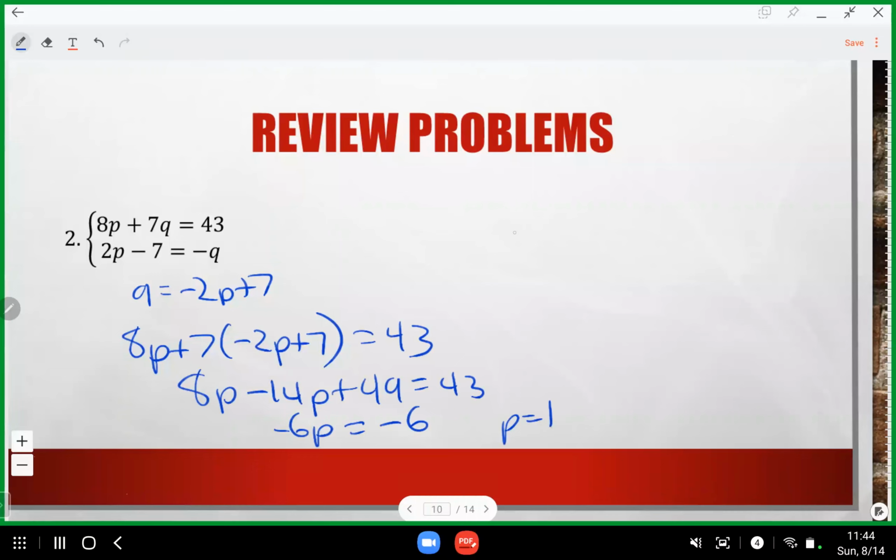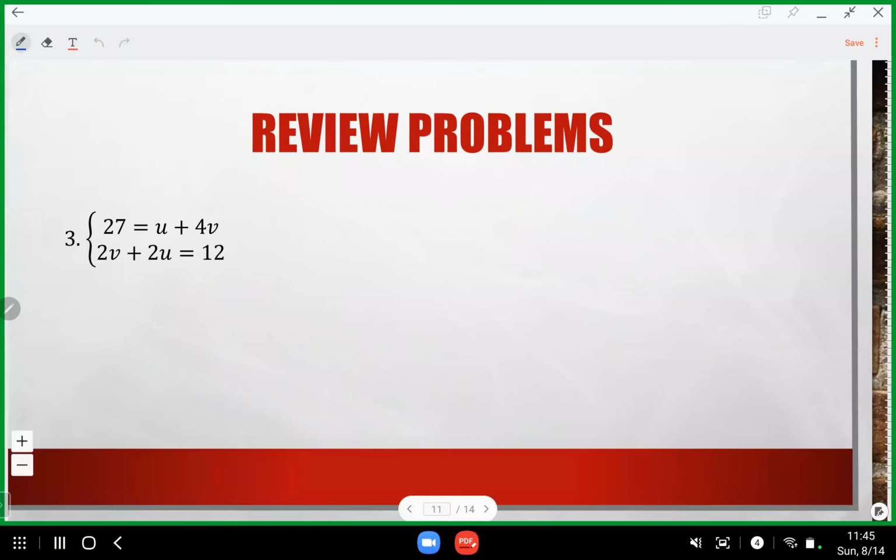All right, plug that in. 8 plus 7q is going to be equal to 43. 7q is going to be equal to 35. Q is going to be equal to 5. All right, it's going to be 1, 5. Very good. Go on to the next one.